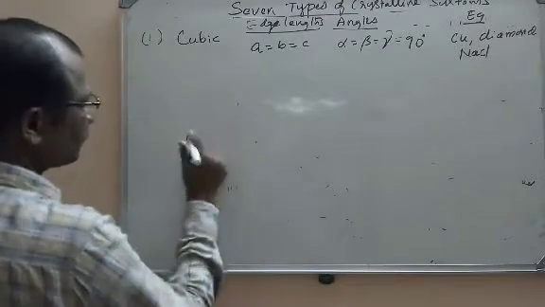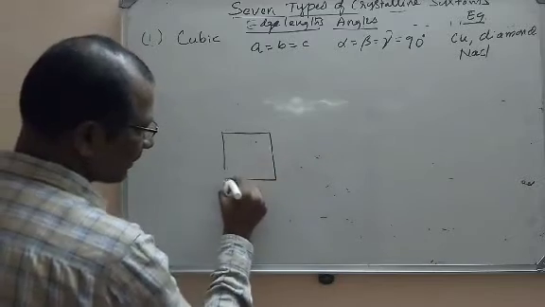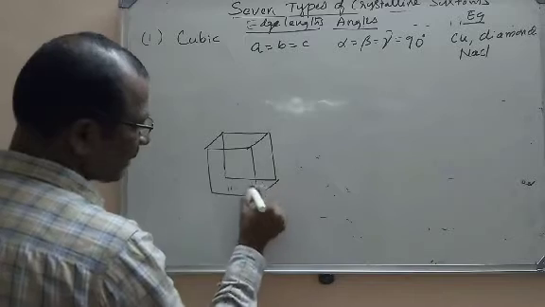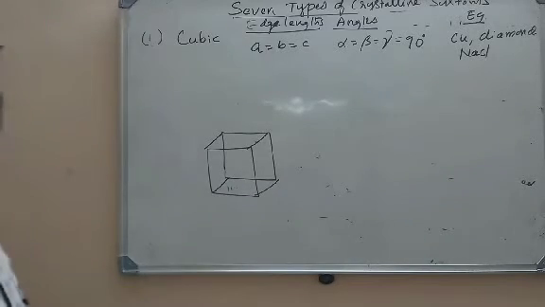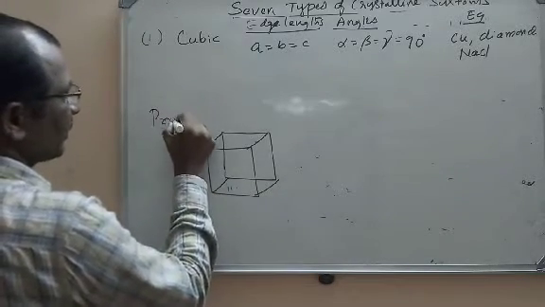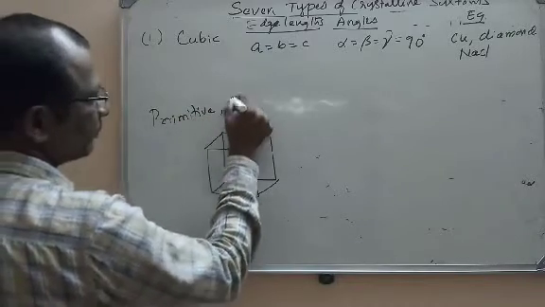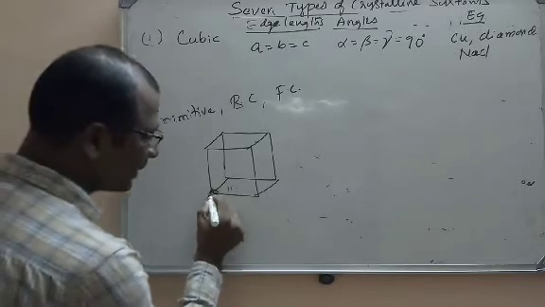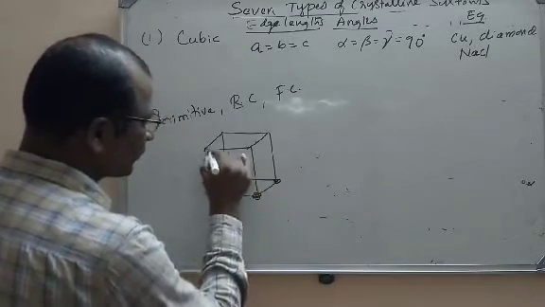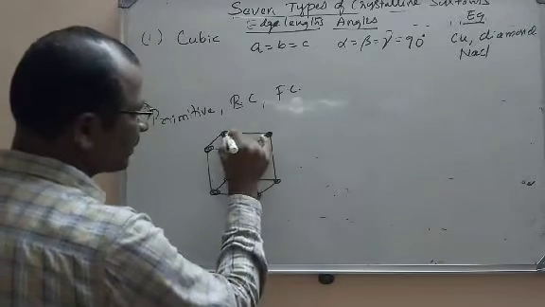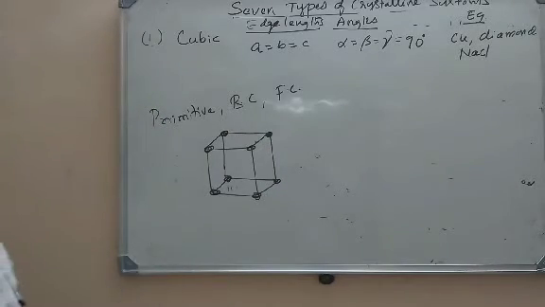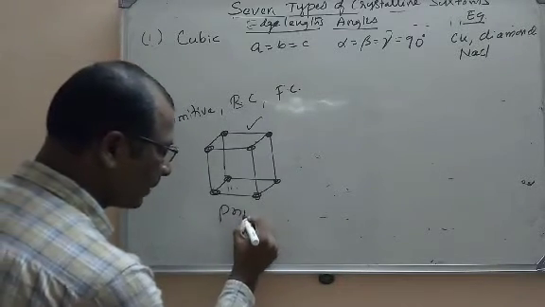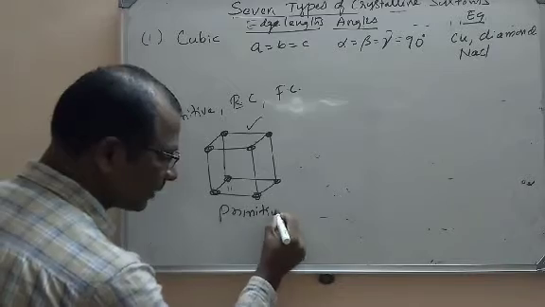Let me show what is a cubic crystal here. For example, this is a cube here. In cubic, how many types are possible? It is primitive, body centered, and face centered. So in cubic, this is the primitive. Primitive means simple cubic. 8 points at the 8 corners. This is the first crystalline system. That is primitive here. This is primitive or simple cubic lattice.